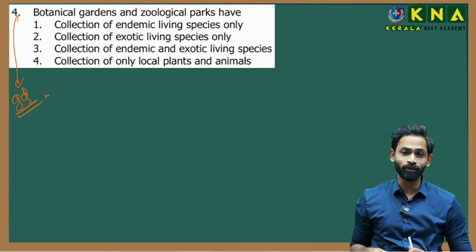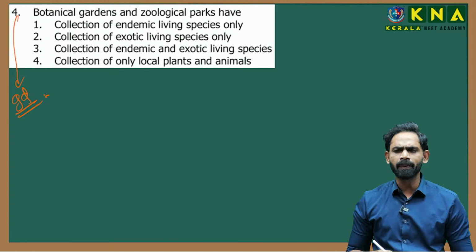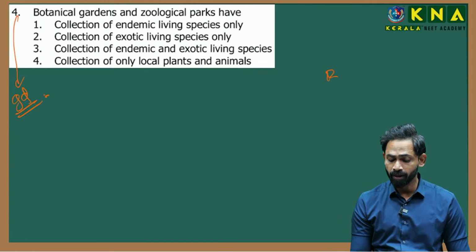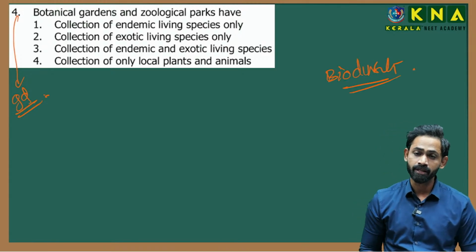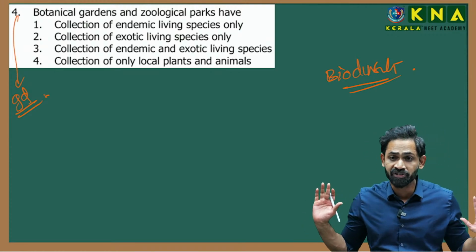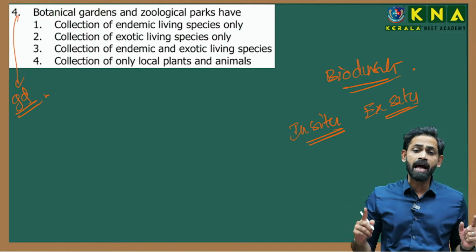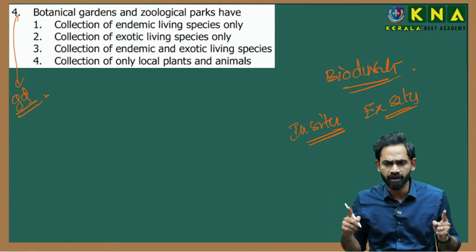Now why I called it good: botanical gardens and zoological parks come under the living world, but this is a correlation with biodiversity. Biodiversity, you got it? The last one is an absolute question, not relative. In situ conservation and ex situ conservation, do you remember? There is an absolute question in biodiversity on the concept of in situ and ex situ conservation.